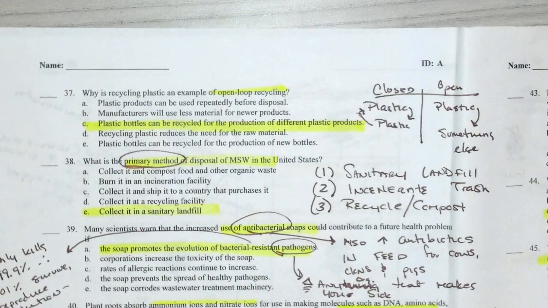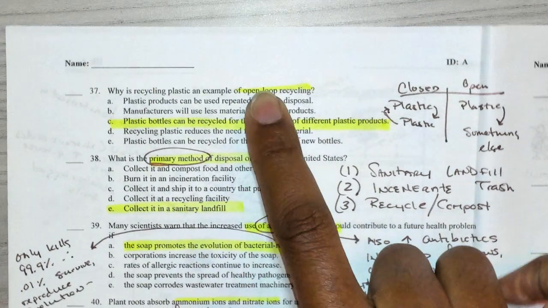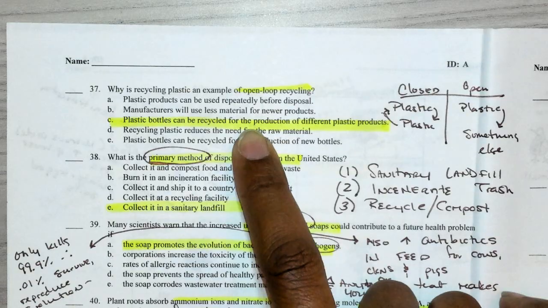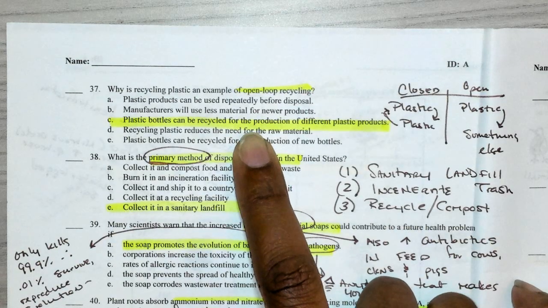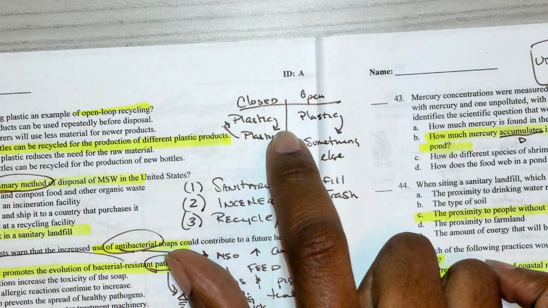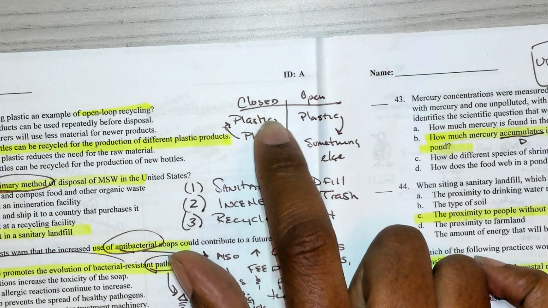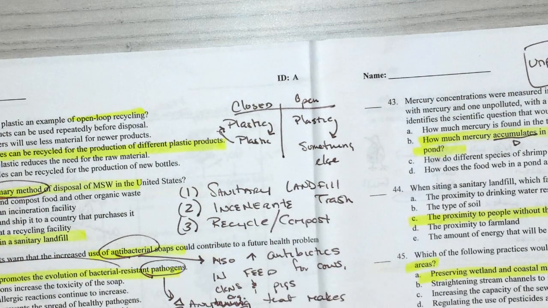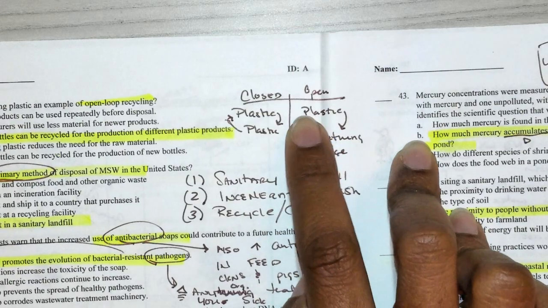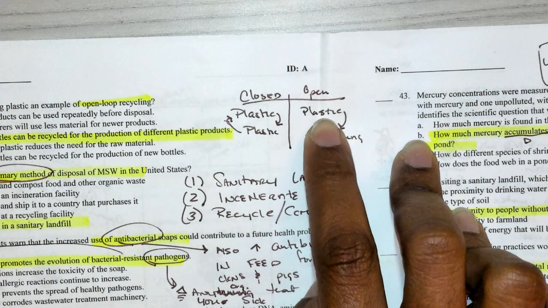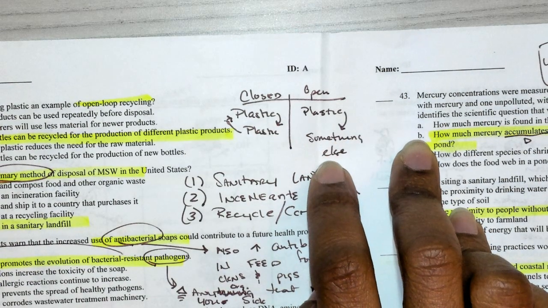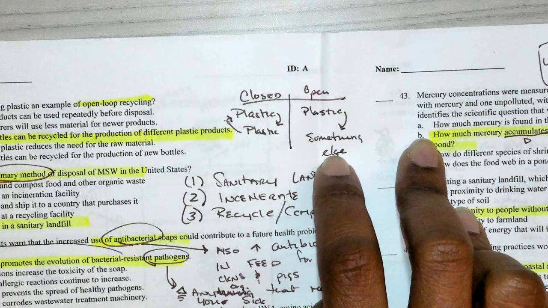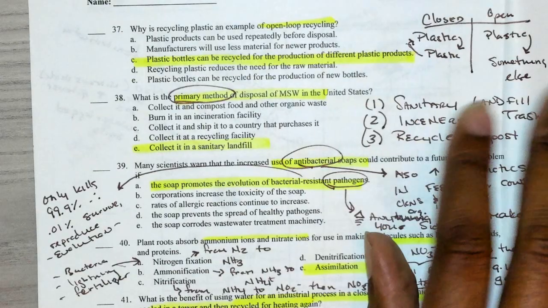Last page. Alright, so open loop recycling, that's when plastic can be recycled into something else, essentially. Closed is when you go plastic bottle to plastic bottle to plastic bottle to plastic bottle. So it can only make itself. Open is when we can take a plastic bottle and we can use it to make something else that's plastic. Okay? Not a plastic bottle.